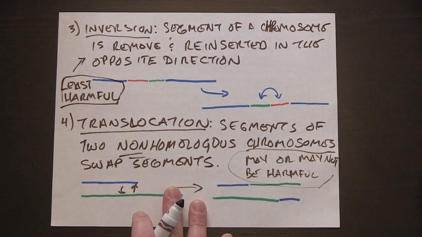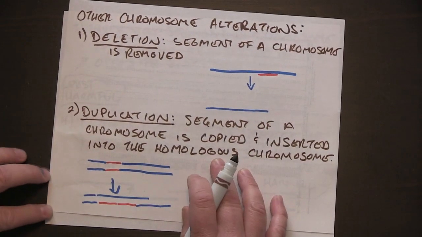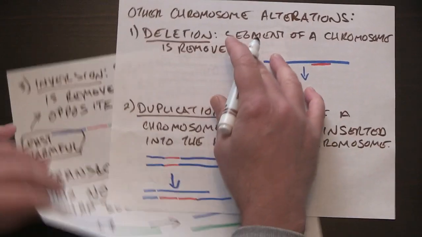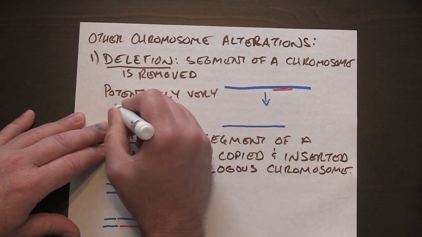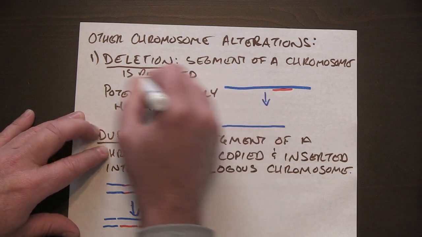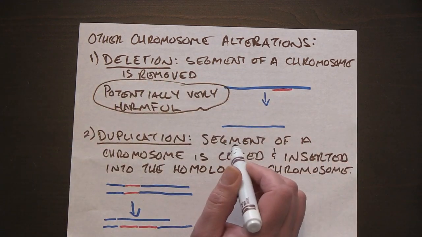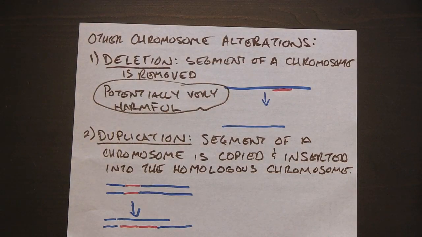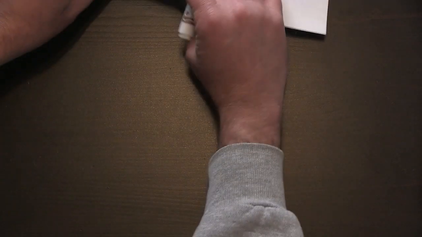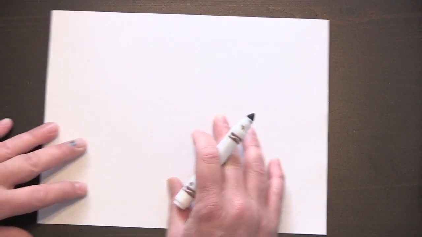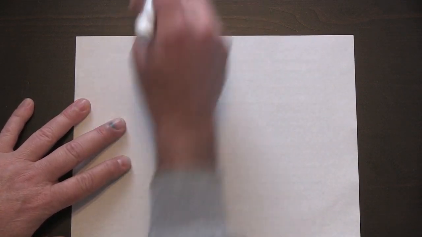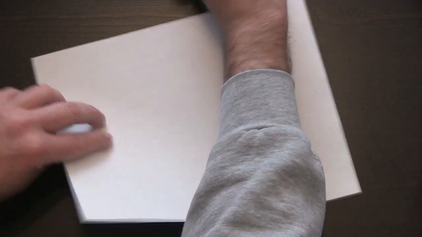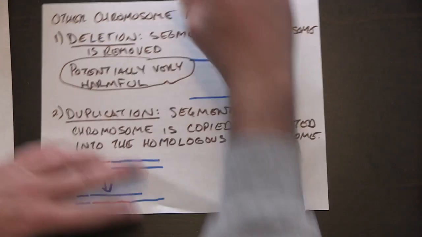If we go back, a deletion is potentially very harmful, because if that gene that got cut out of there is important for survival, well, guess what? Dead. Dead, or it could just cause some serious mental or physical problems. So, for example, deletion, potentially harmful.